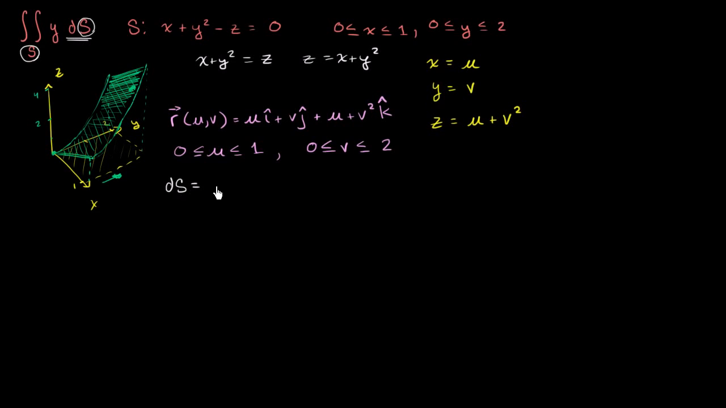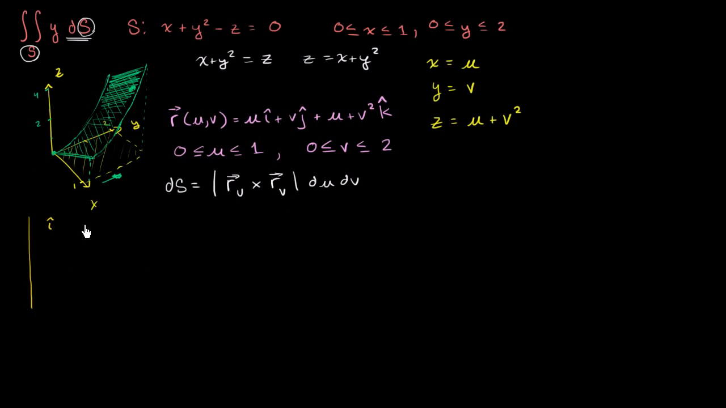ds is going to be equal to the magnitude of the cross product of the partial of r with respect to u crossed with the partial of r with respect to v, du dv. So first let's take the cross product, and we'll do that with a 3x3 matrix. I'll do that right over here. We set up, and I'll just fill in what r sub u and r sub v is in the actual determinant right over here.